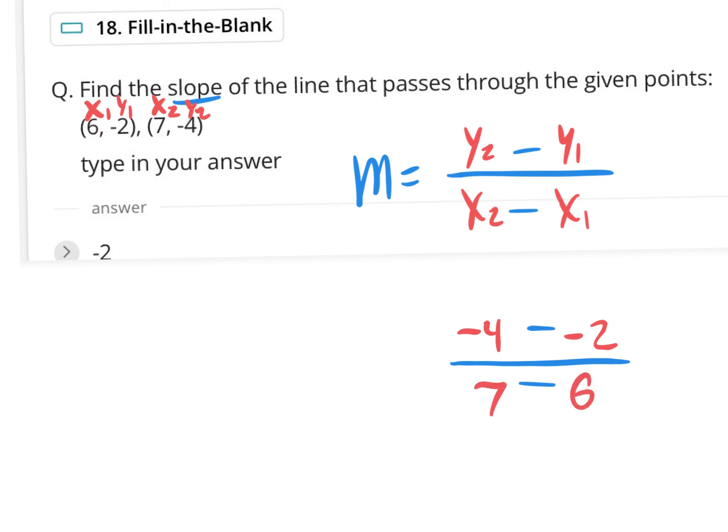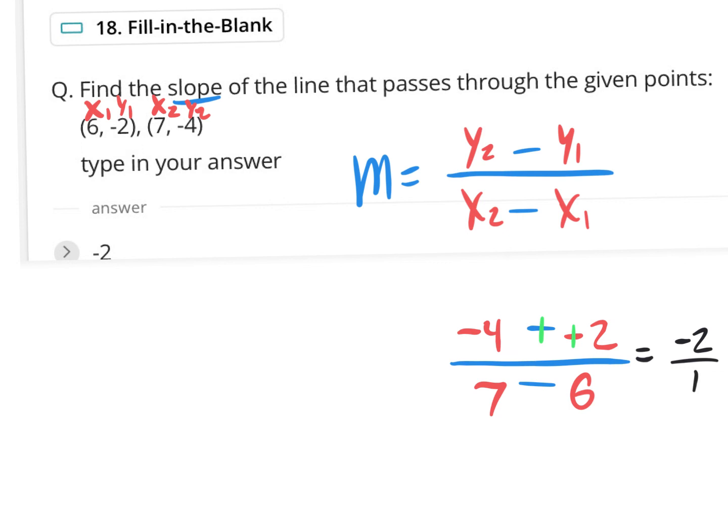And of course, the reason why I start with the division and the subtractions is because whenever I have this minus minus, it'll be crystal clear to me that I need to change it to a plus plus. So my slope is negative 4 plus 2, that is negative 2, over what is 7 minus 6, that is a 1.